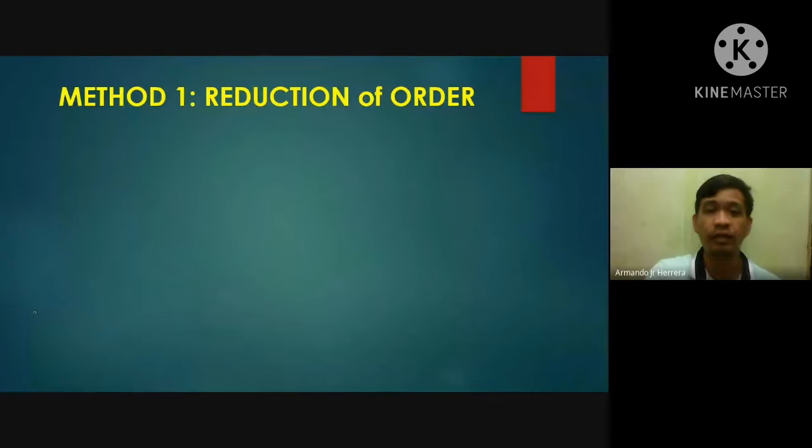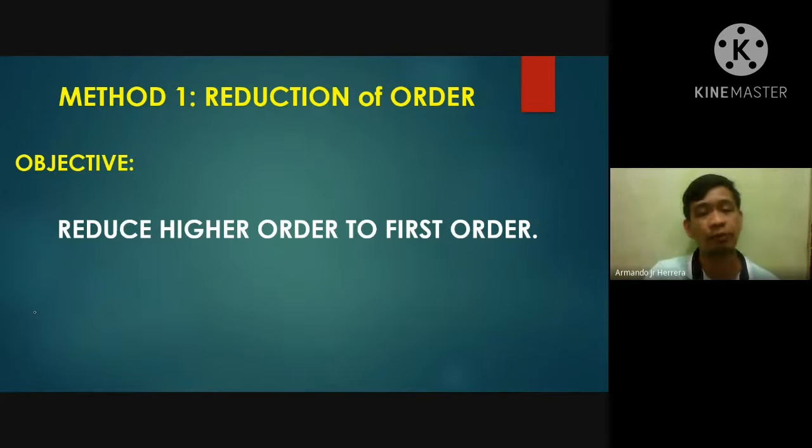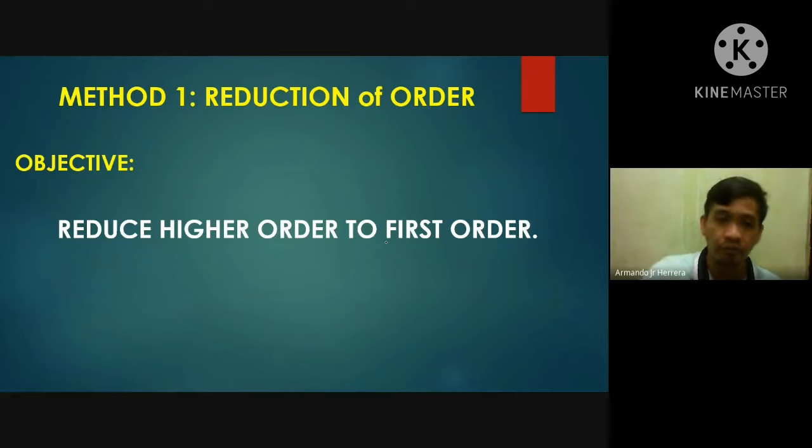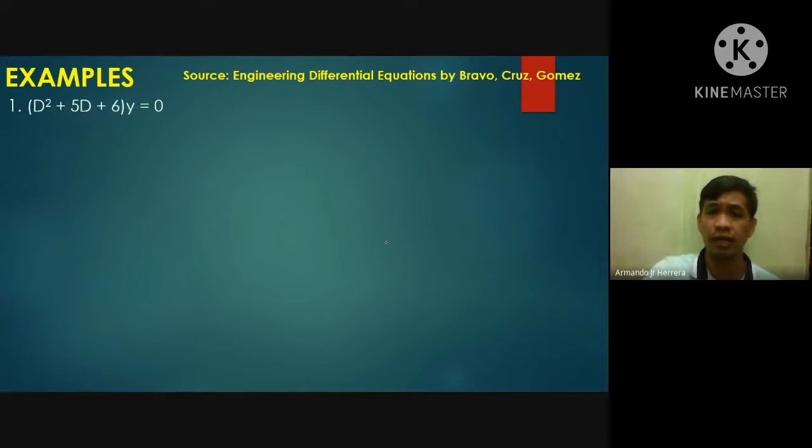So for method 1, there are two methods: reduction of order and using characteristic roots. Our objective here in reduction of order is, from the word itself, to reduce a higher order equation to first order. If it's fourth order, we make it first order. The third order, we make first order, and so on. So let us try to illustrate the principle.